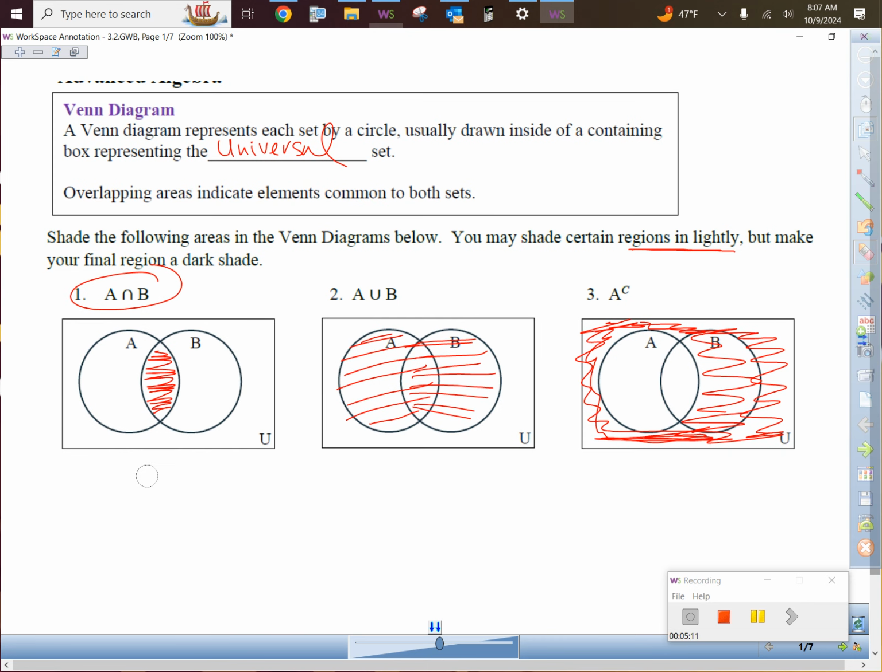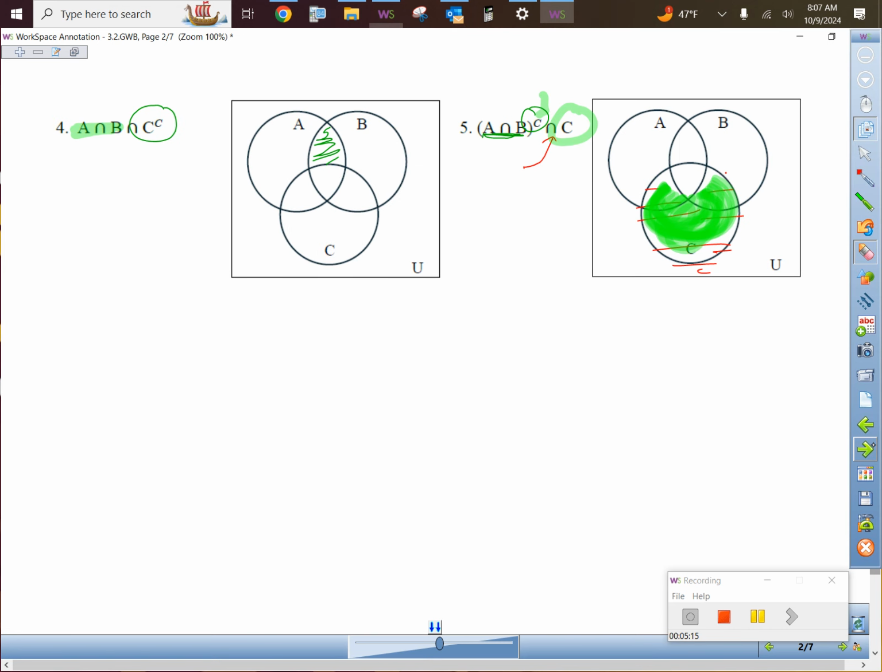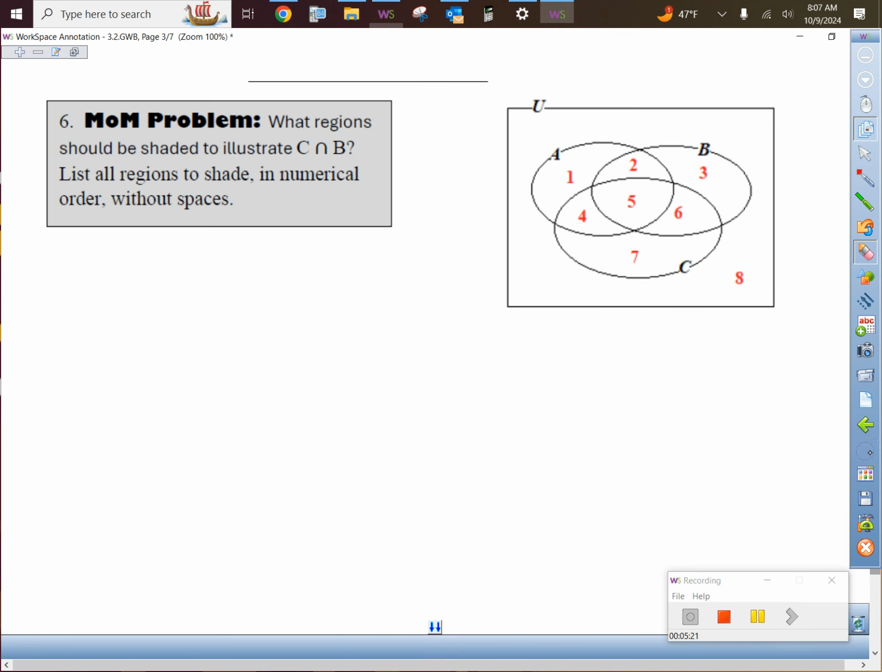Venn diagrams can be really, really simple, and they can be really, really complicated when they start mixing in those complements. So we will try, and we will see how we roll with it. Here's literally a question that I snipped out of your My Open Math right here. They say, what region should be shaded to illustrate C intersection B? They don't have a shade maker tool on the computer.